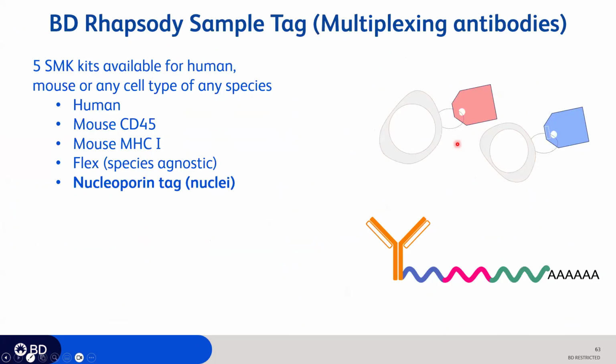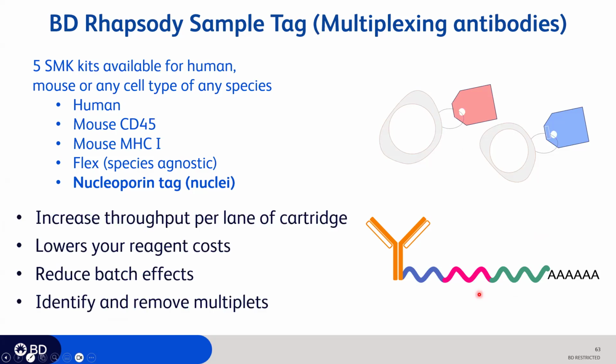We also have sample multiplexing kits. So while we're talking about our antibody-based assays, this is very similar in concept to how our AbSeq antibodies work, except in one of these kits, you'll have multiple aliquots of the same antibody, but each antibody has a different tag. So the idea here is you can label cells from different samples and assign them a sample number that you can then put multiple samples in one lane of your cartridge. And so this helps with increasing throughput per lane because you can put multiple samples in one lane. It lowers your reagent costs because you're only using one lane of reagents to generate that data. And it can also help with reducing batch effects and allows us to identify and remove multiplets from the data.